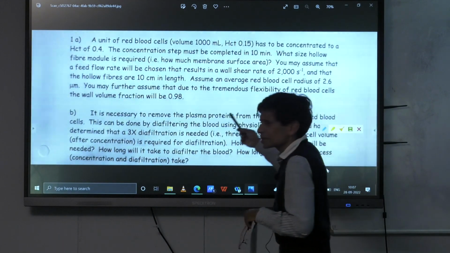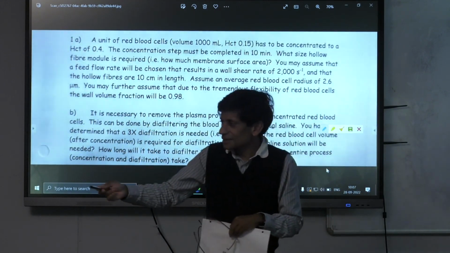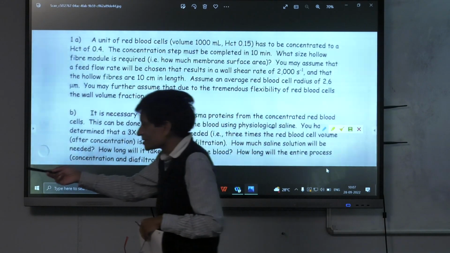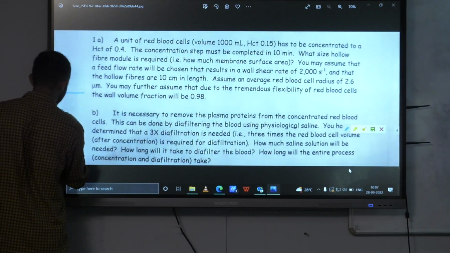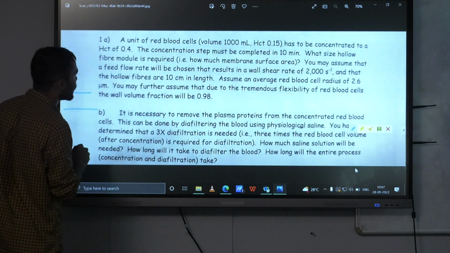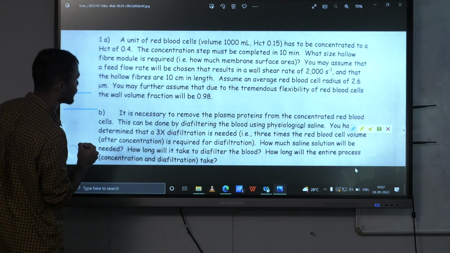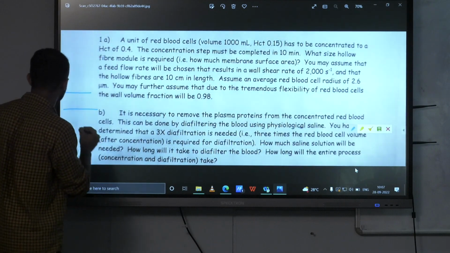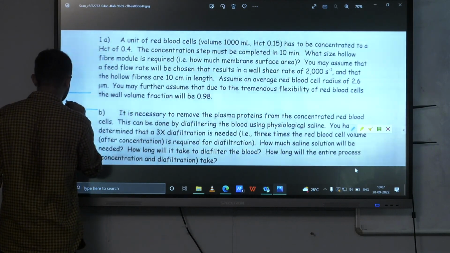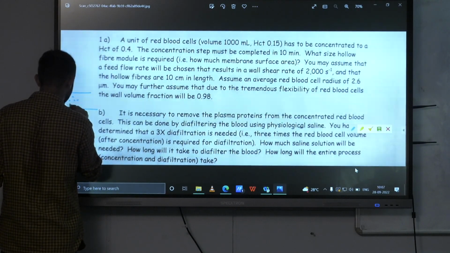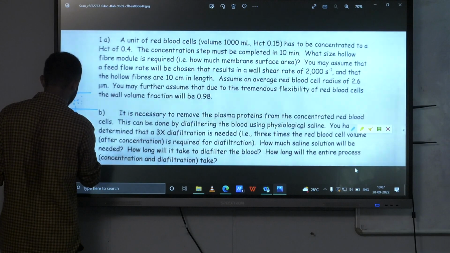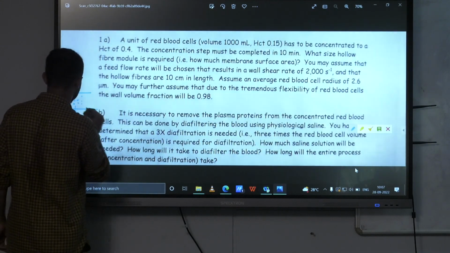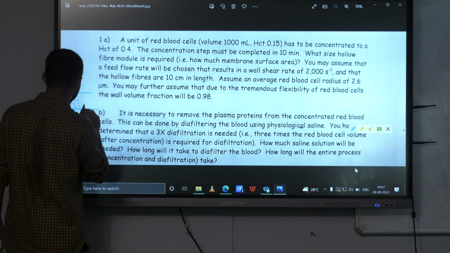I guess we can draw it on the question. That's fine. So then everybody knows what we're trying to do. So just the diagram of what we're doing here. Okay, so that's our microfiltration part.